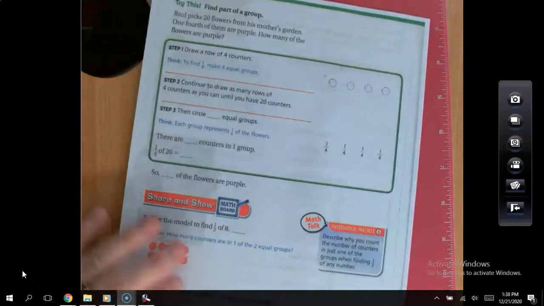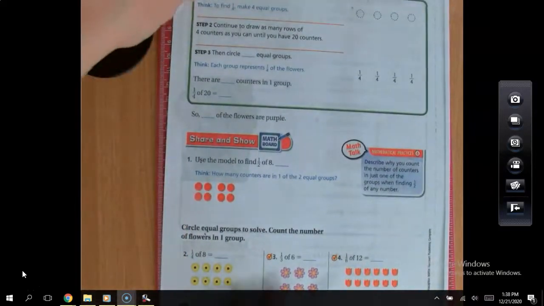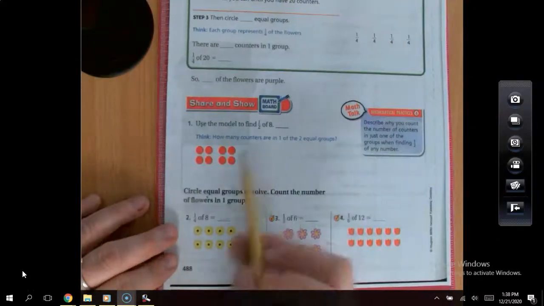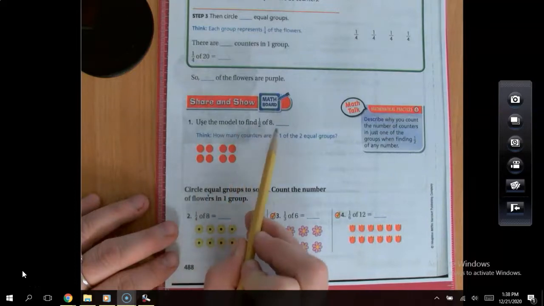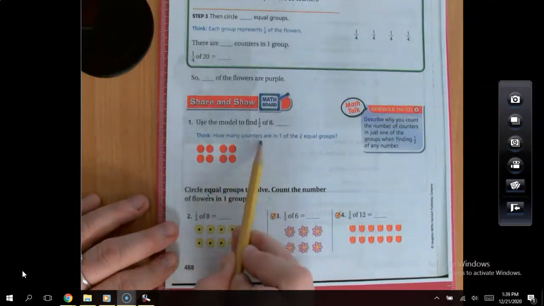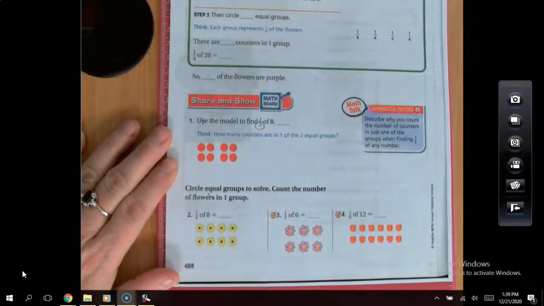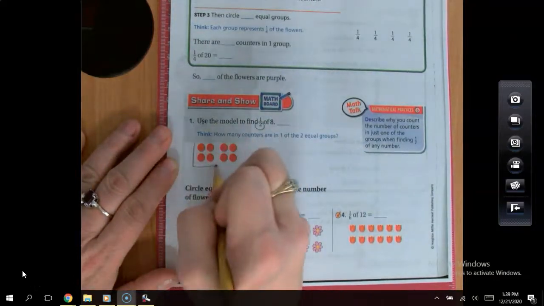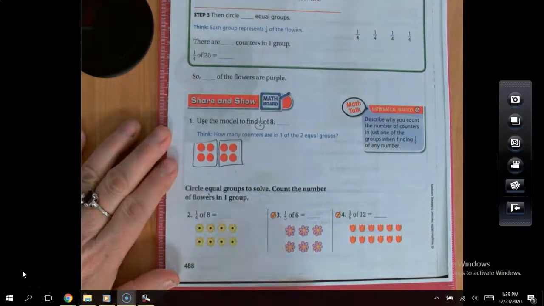Turn to page 488. Let's look down at the bottom at the Sharon show. It says, use the model to find 1/2 of 8. How many counters are in one of the 2 equal groups? Well, in order to set up your counters, I know my denominator is 2. So I know that I'm going to have 2 groups. And I put 1 in each one until I got to 8. How many are in each group?